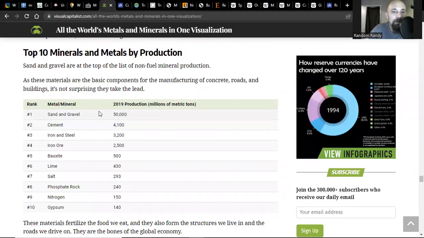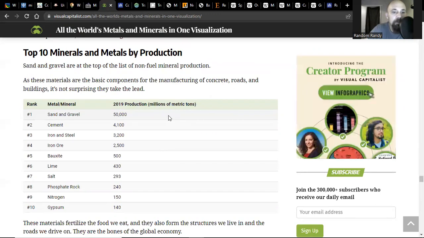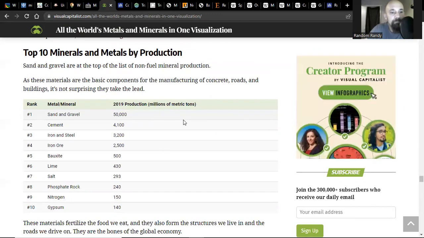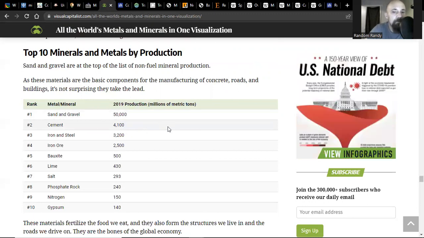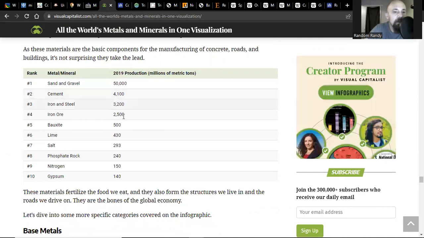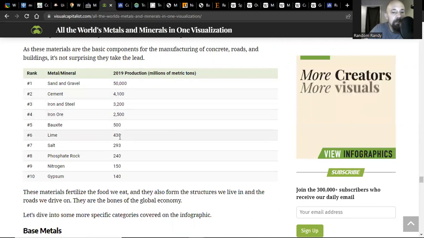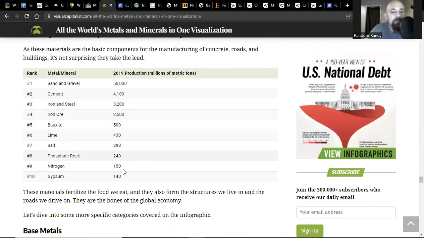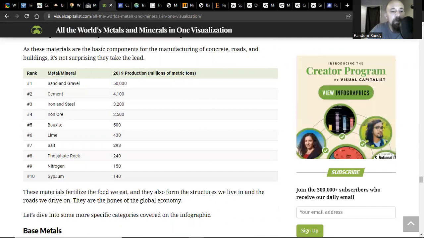Number one, sand and gravel, 50,000 million metric tons in 2019. Cement, 4,100 million metric tons. Okay. On the tail end of that, iron and steel, iron ore, bauxite, that aluminum comes from, lime, salt, phosphate rock, nitrogen, gypsum. Gypsum being used in drywall.